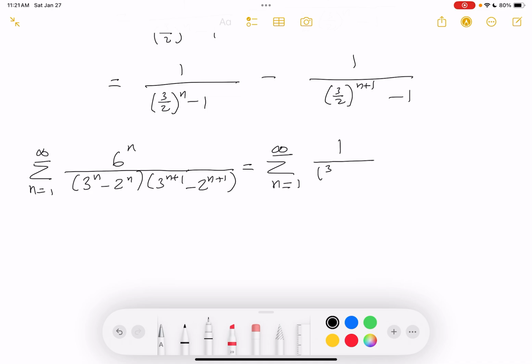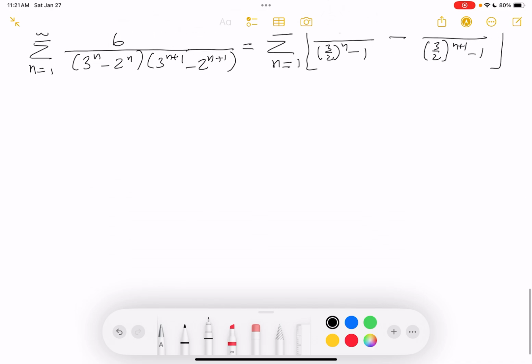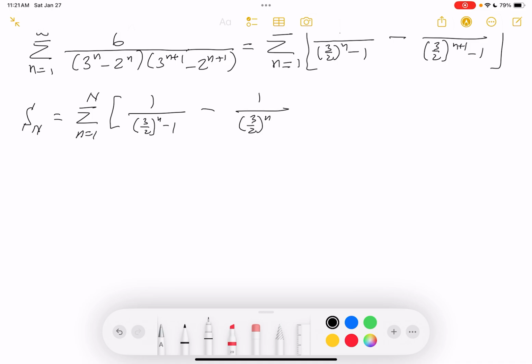We get 1 over (3 over 2^n minus 1) minus, put this in parentheses by the way, 1 over (3 over 2^(n+1) minus 1). All right, what I'm going to do now is a partial sum. I'm going to do S sub big N, and that's going to be the sum as n equals 1 up to big N of that partial fraction decomposition. And let's write it down.